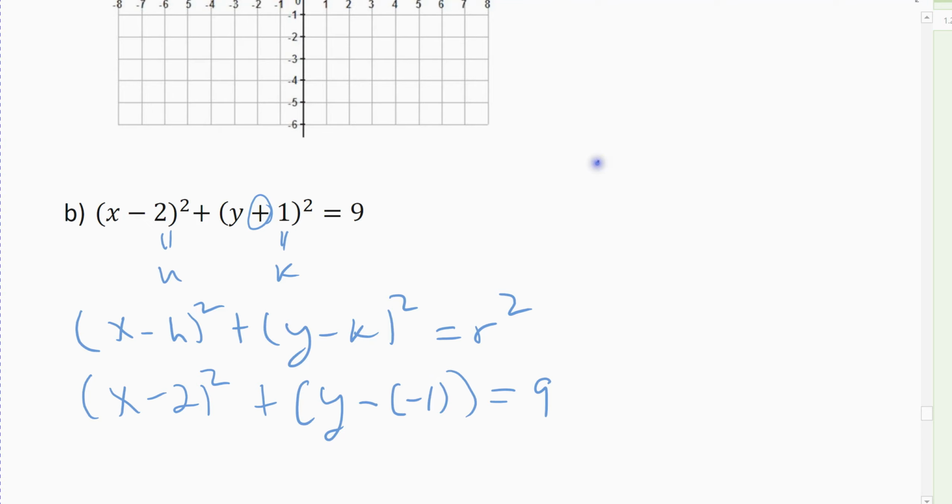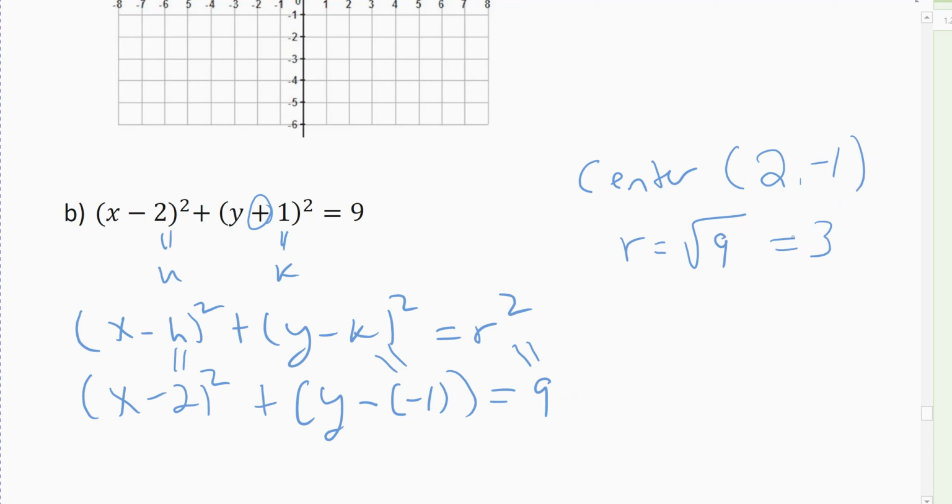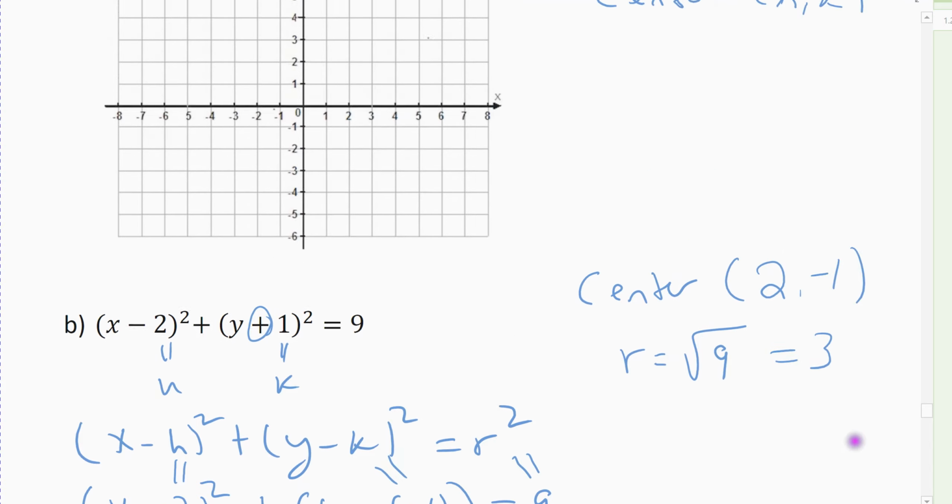All right, so the center is the point (2, negative 1), that's the h value is 2, and the k value negative 1. So the center is at (2, negative 1). My radius, well, remember this is r squared, and so my radius would be the square root of that r squared value, so the square root of 9, which is 3. And so when I go to graph it, this is the information I'm going to use.